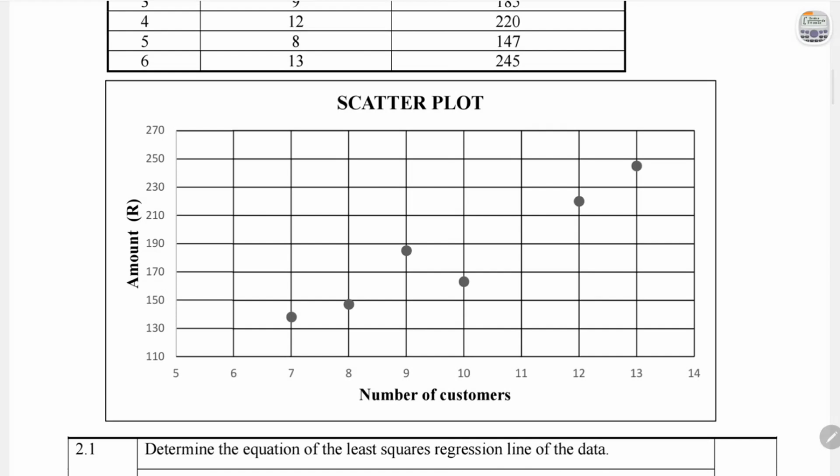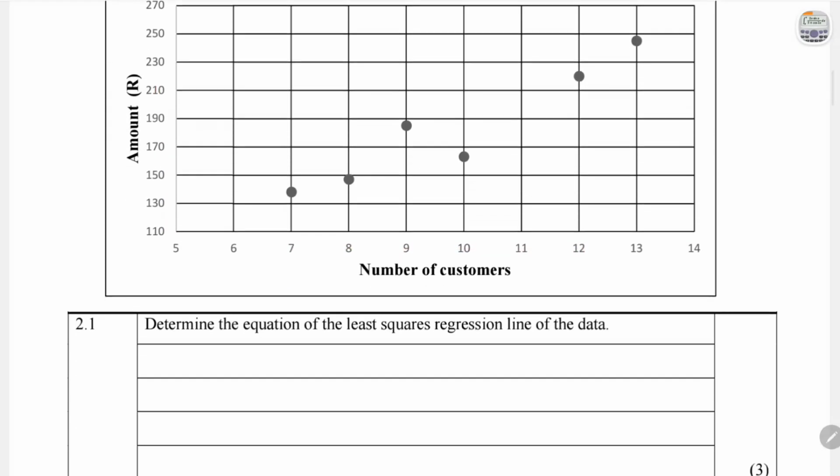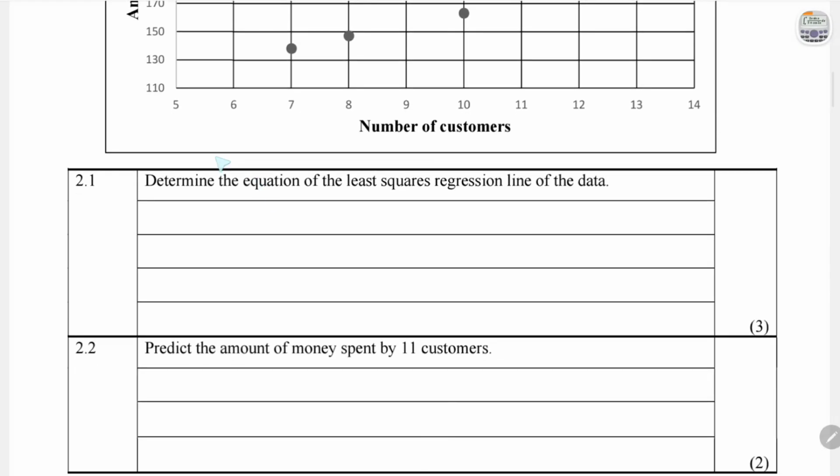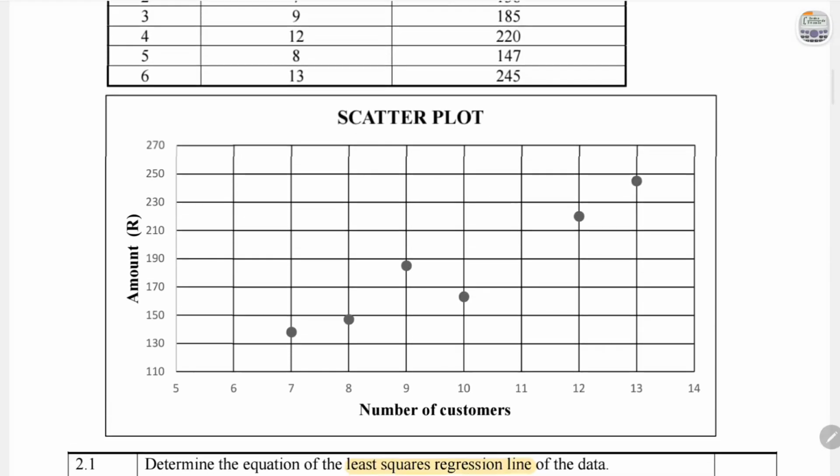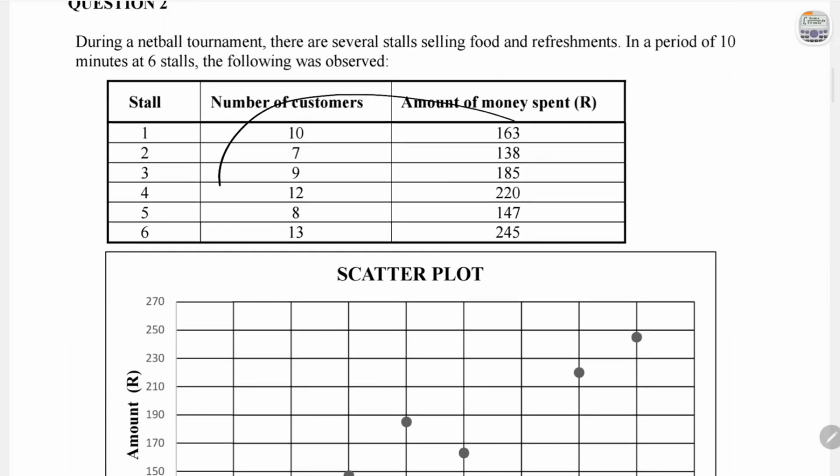And they have already put the data in a scatter plot. So from the scatter plot, we can see a general increase in this trend. So this means that more customers at a stall would typically result in more money being spent at that respective stall. Okay, so the first question, 2.1, is to determine the equation of the least squares regression line of the data. So let's take our information from here and let's just put it down and record it.